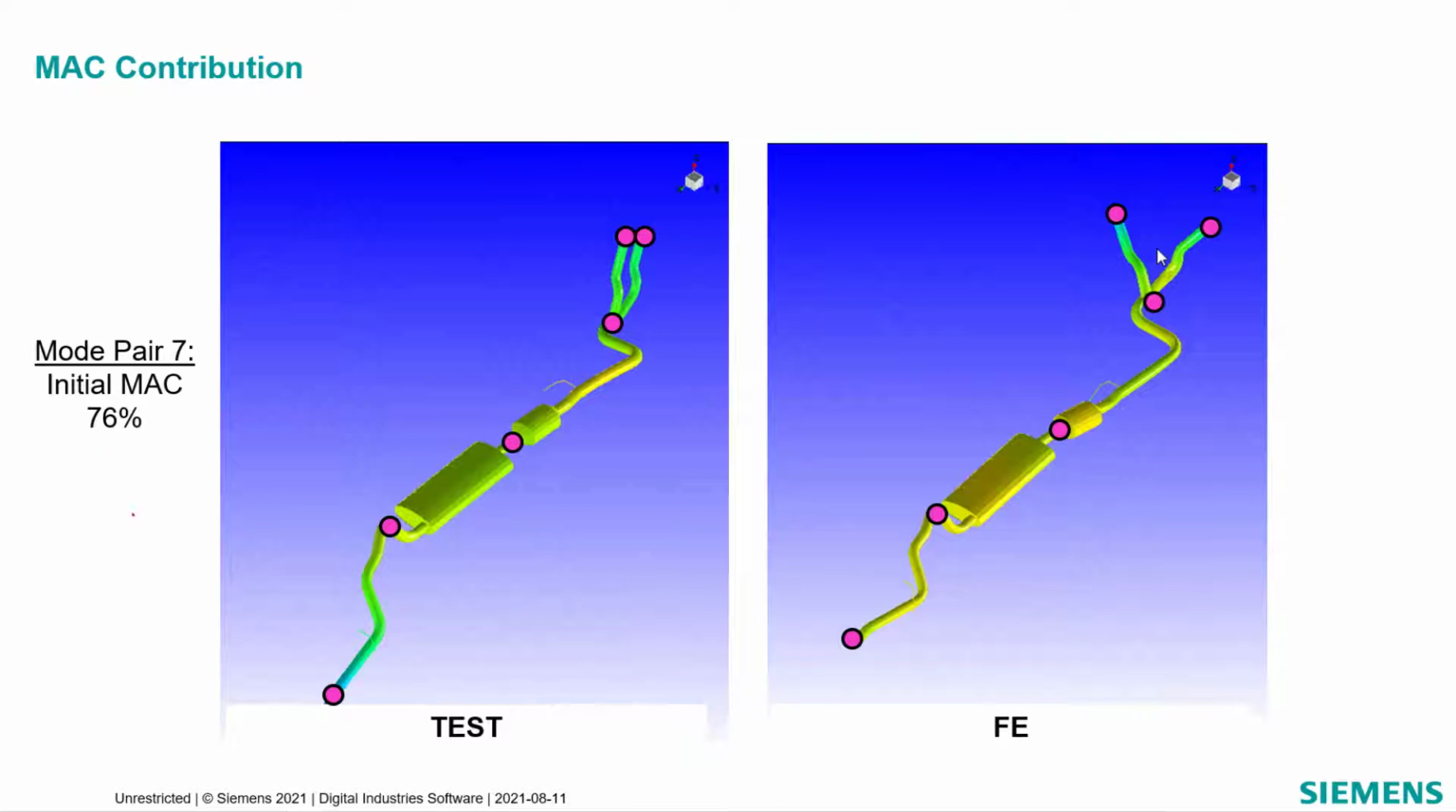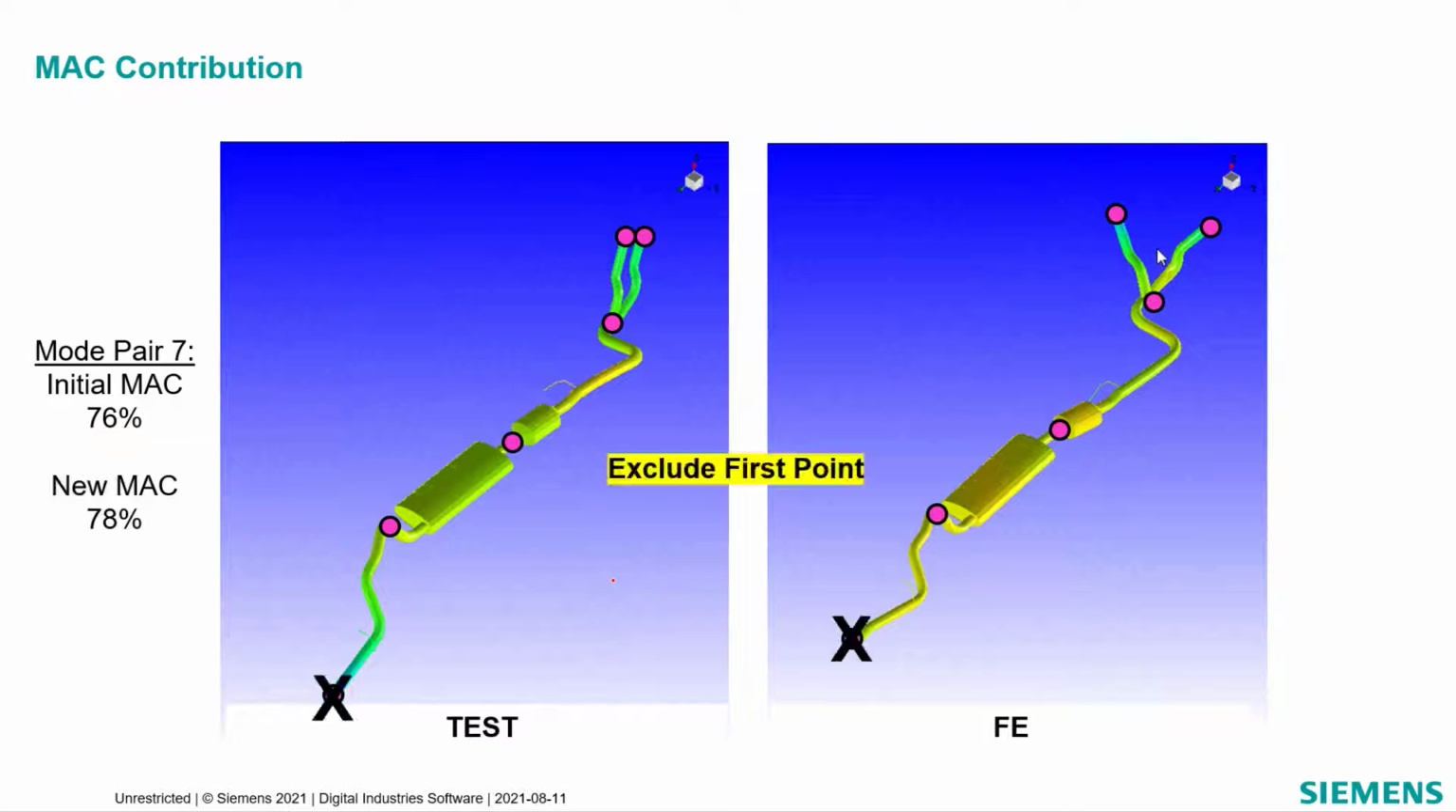It's doing something like this. So let's say, and again, this is a hypothetical thing, we got 76% as our MAC for this mode pair between test and FE, whatever frequency they are. It's at 76%. You can see the mode shapes are somewhat different. And what the MAC contribution does is it says, well, if I could remove this point and recalculate the MAC, oh, look, it went up. So this point was dragging down the MAC by 2%.